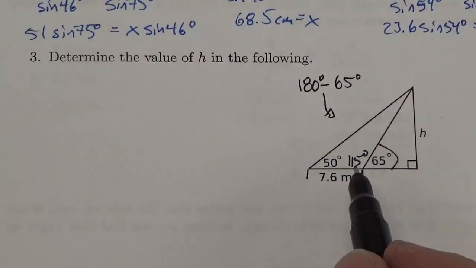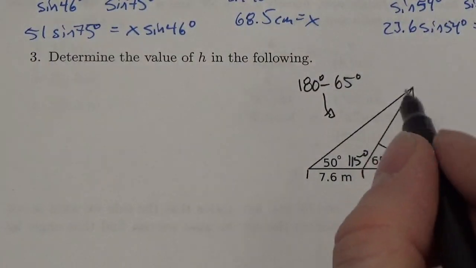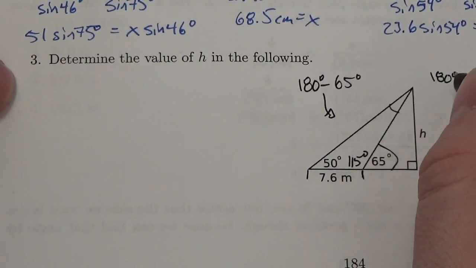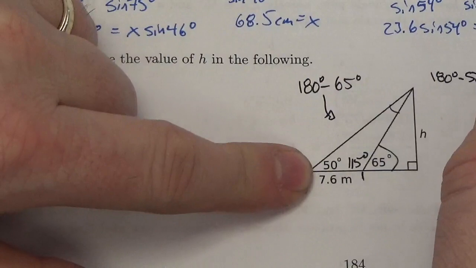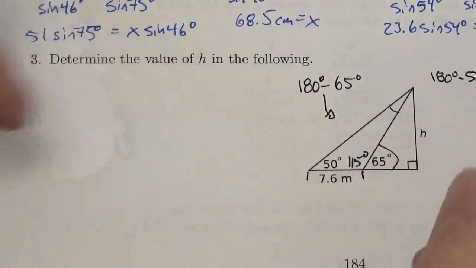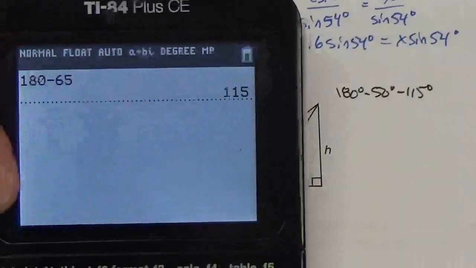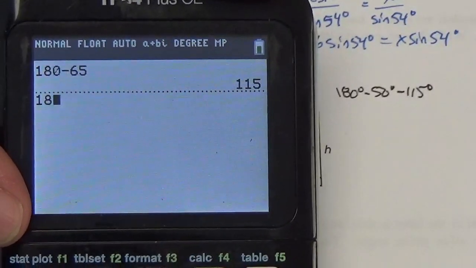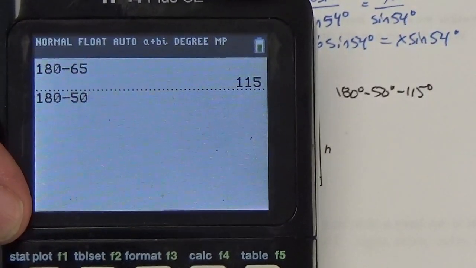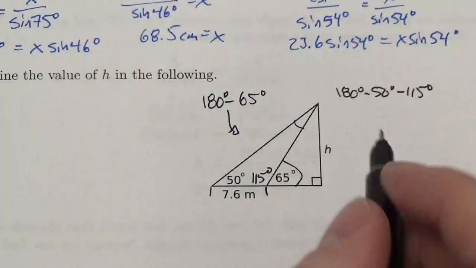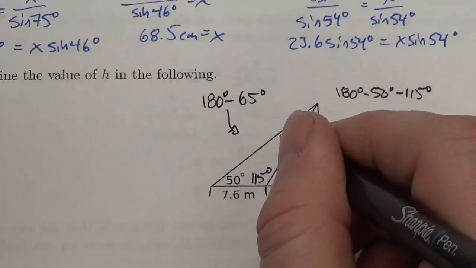Now what I've got is enough information to figure out what this angle is up here, because that's going to be 180 degrees minus the 50, minus that 115 that, whoops, you can't see that. Sorry, it went right off the screen there. Minus the 115 that I just found. So 180 minus 50 minus 115. Ooh, that little angle up there is just 15 degrees.